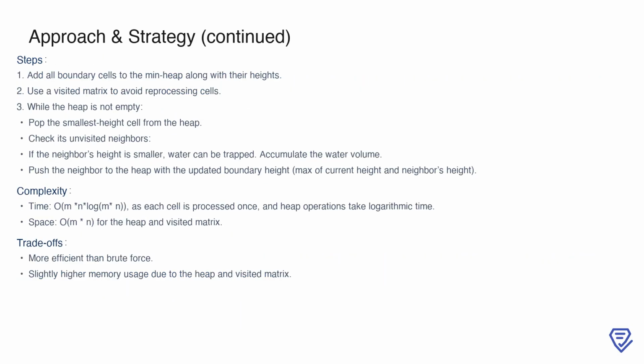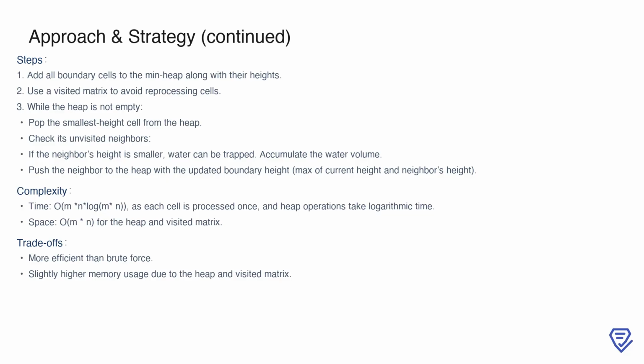The optimized approach takes a more systematic and efficient path to solve this problem. Instead of iterating through all cells, we focus on the boundary cells first, since these cells cannot trap water themselves but serve as the limiting walls for interior cells.